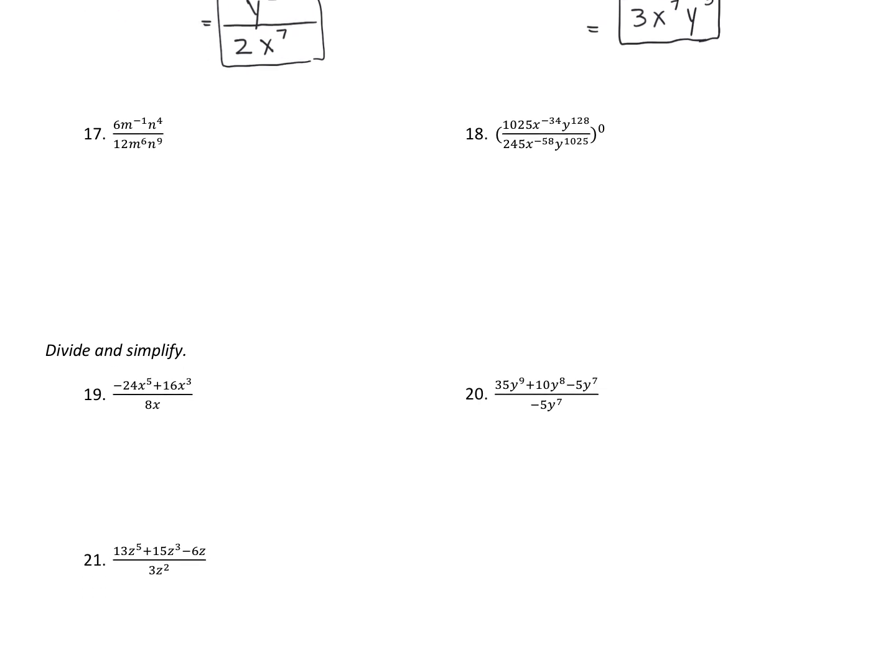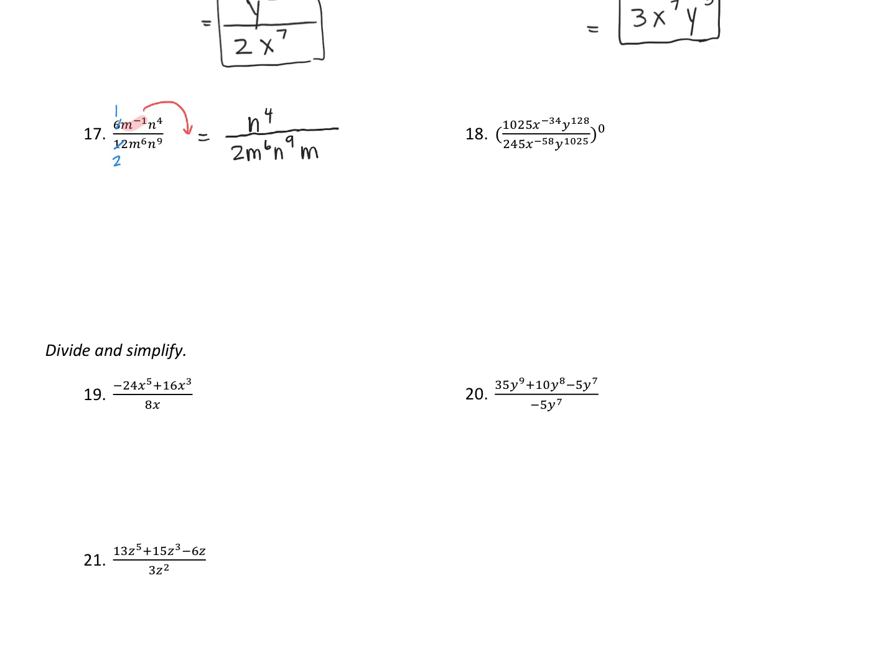Number 17. I want to look and see what's negative so I can remember to move it. So I have m to the negative first. That's the only negative exponent I see. So that's going to be the only thing that I move. Also notice that my coefficients, 6 and 12, can reduce. So 6 divided by 6 is 1. 12 divided by 6 is 2. So let's see what I get. I will have n to the 4th left on the top, and that's all that's left on top. And then I have a 2, m to the 6th, n to the 9th left on the bottom, and then I moved an m to the negative 1 down, so it's going to become m to the positive 1.